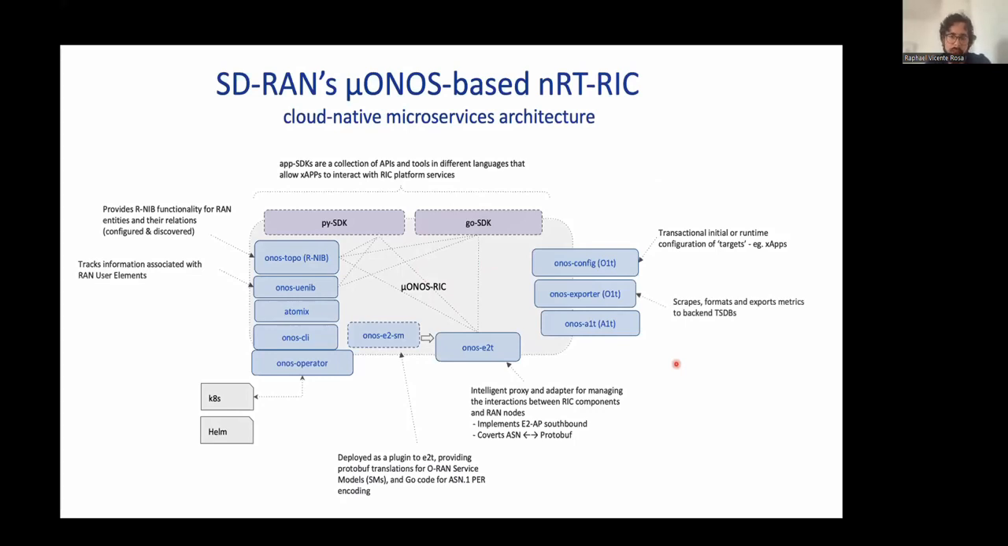Related to the O1 interface in the architecture, we have a component called ONOS Exporter. This component can enable the scraping, the formatting, and the exporting of information from the XApps metrics, as well as the internal metrics from ONOS Topo or ONOS UENIB, for instance, to a time series database such as Prometheus and then Grafana. Prometheus is the database and Grafana is the visualization tool for the database.